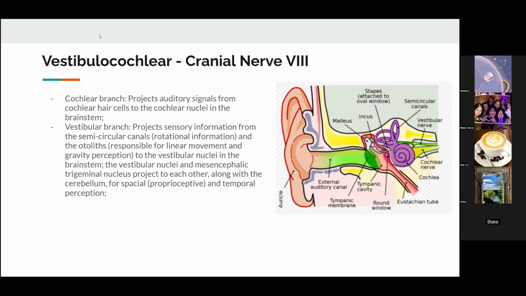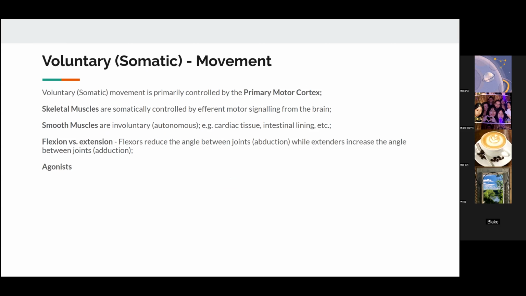Okay. Anyways, so that's the vestibular branch. Together, these vestibular branches and cochlear branches converge into one nerve at some point, even though in reality they're two separate nerves. Okay. So before we move on to voluntary somatic movement, do any of you guys have questions? I'll take that as a no. If you guys have questions while I'm speaking, just put them in chat and then I'll answer them.